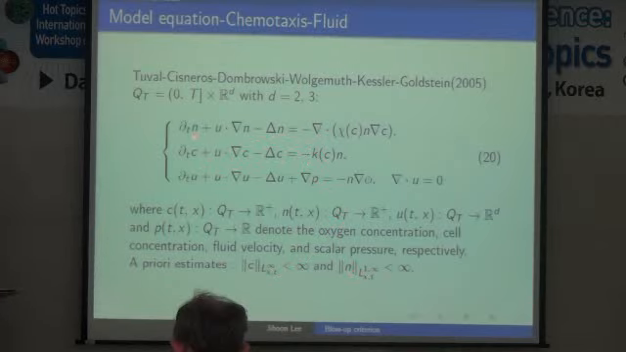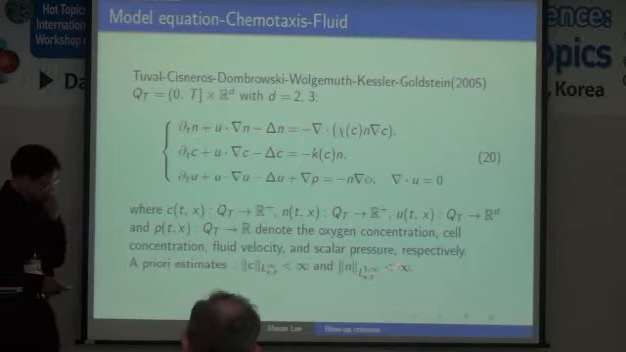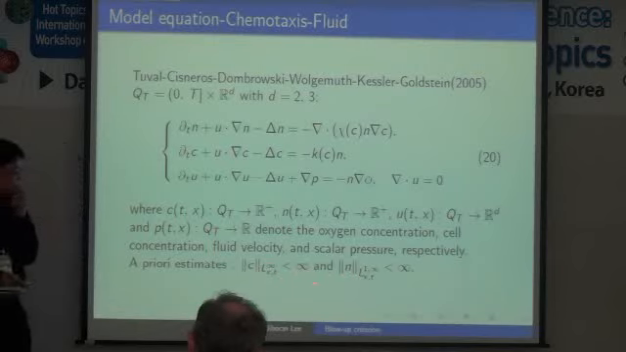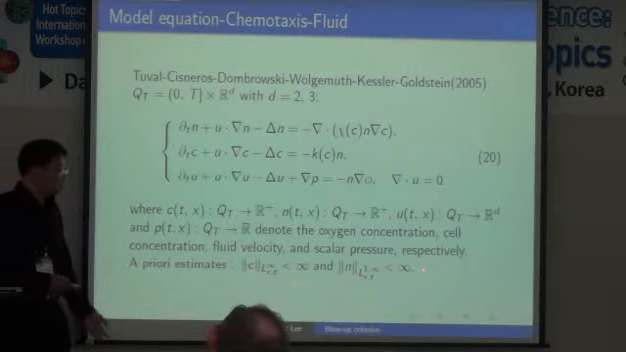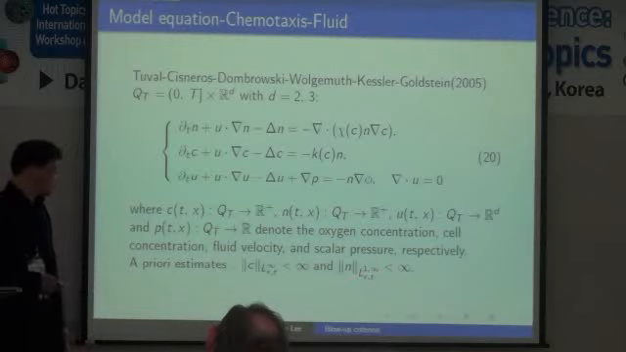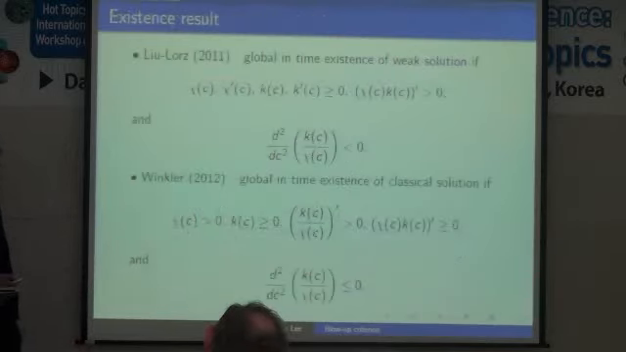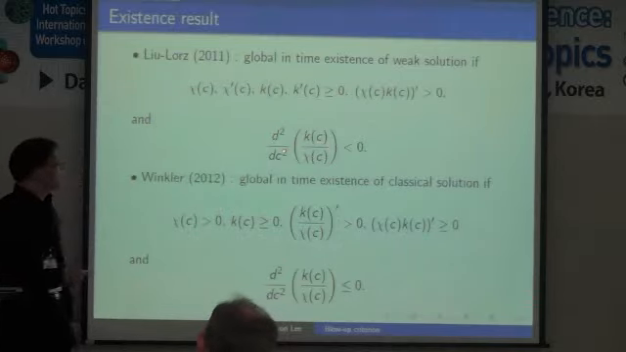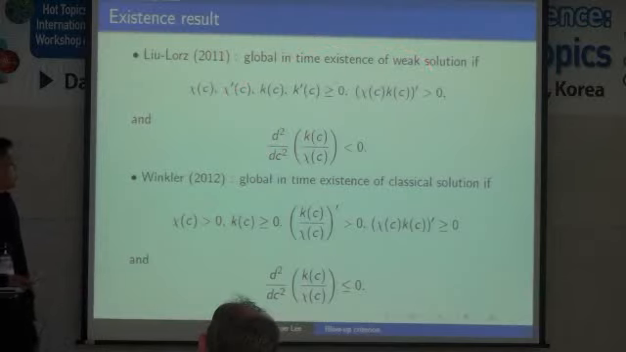And also we have some mass conservation. If we take integrations, then we have L1 in space and L infinity in time is finite. Okay, but the problem is that the a priori estimates are not sufficient to show the existence of weak solutions. And so to show the existence of the weak solutions, we need some kind of conditions.